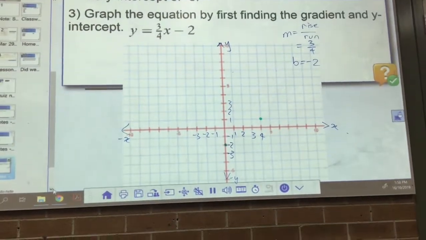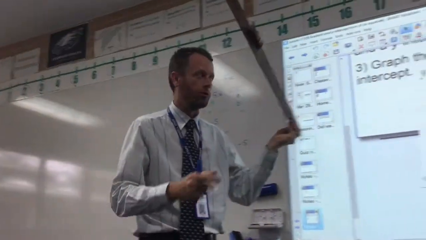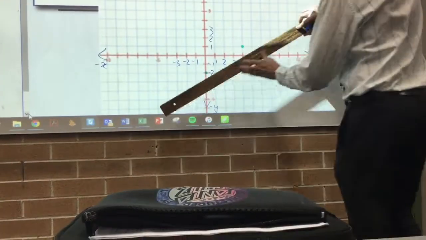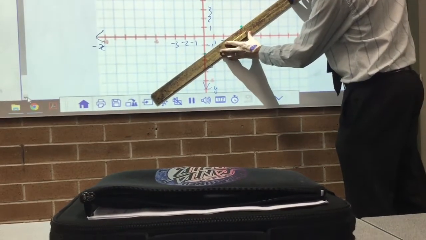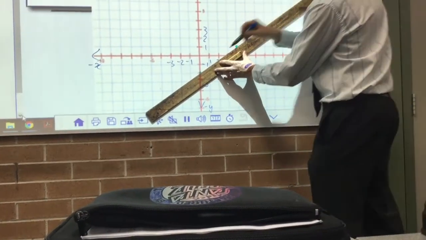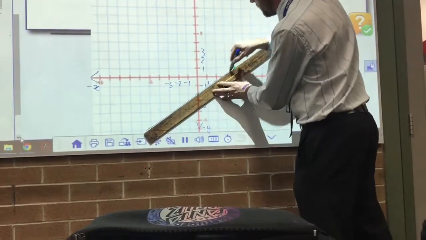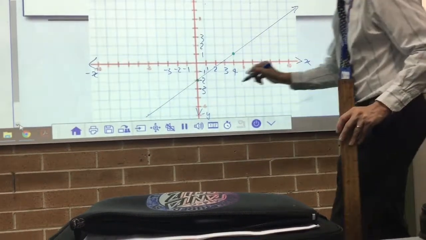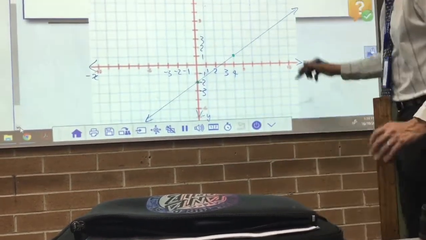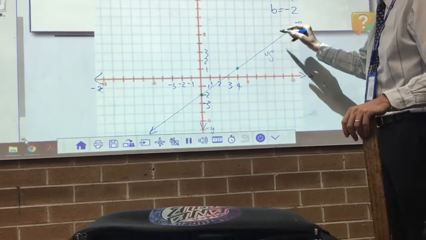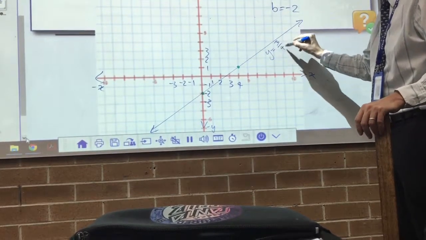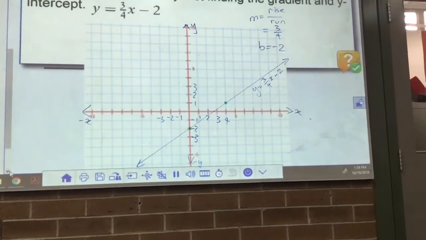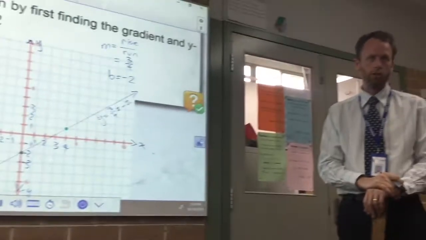I then take my ruler. It's essential that you have a ruler. And I line up accurately with my 2 dots, as accurately as I can, because I want this to be an accurate diagram. I draw my line to the extent of my graph. I put my arrows on the end of my line, and then I write it in the form y equals 3/4 x minus 2. I label my line. That's what I'll be expecting you to do.